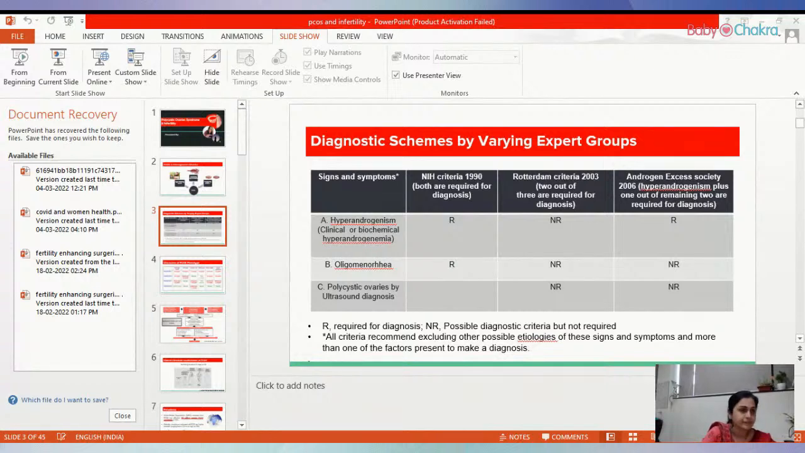So there are various phenotypes according to androgen levels, LH levels, ovarian size, AMH levels, body weight, and insulin resistance. And with that, we can see phenotypes A, B, C, and D.